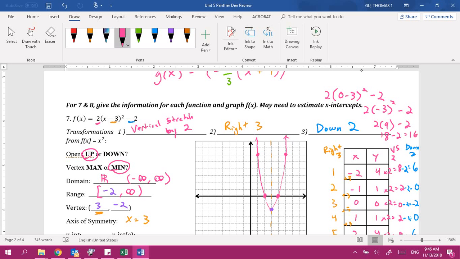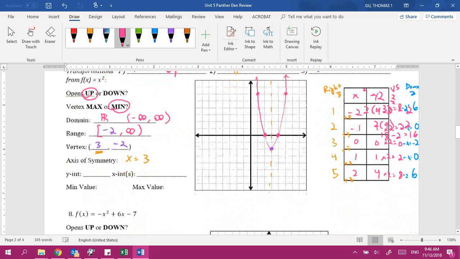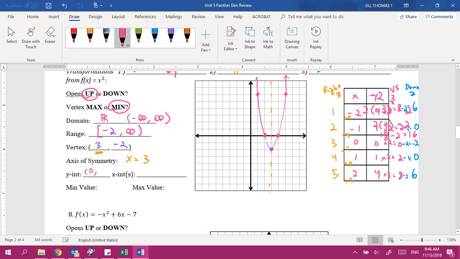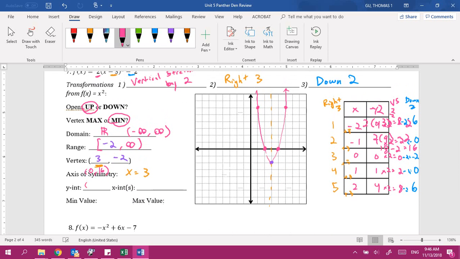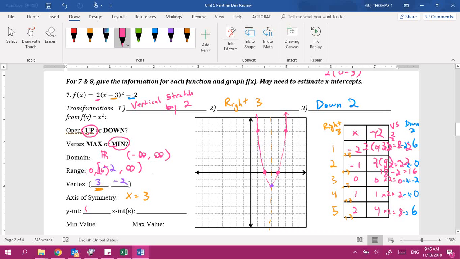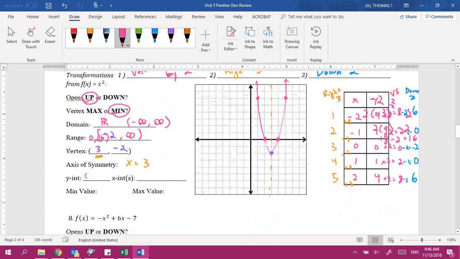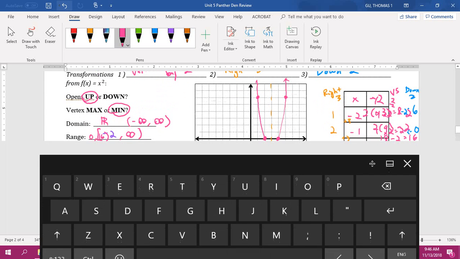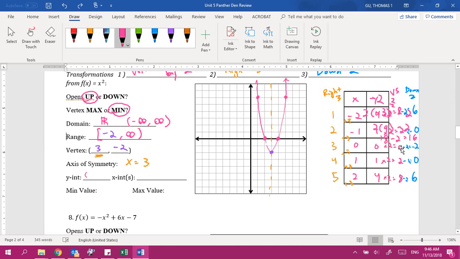So doing this, plugging in that 0 for x, that gives me my y-intercept, which is going to be at 0, comma, what was the number we just found? 16. Microsoft Word's pretty glitchy. Wait, where's my other stuff? Okay, well. 0, comma, 16.